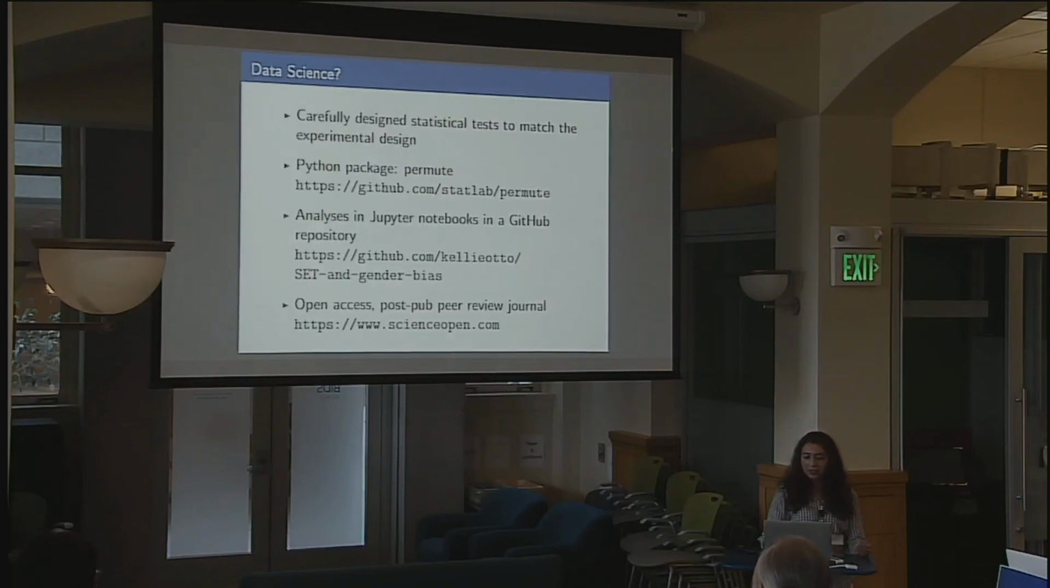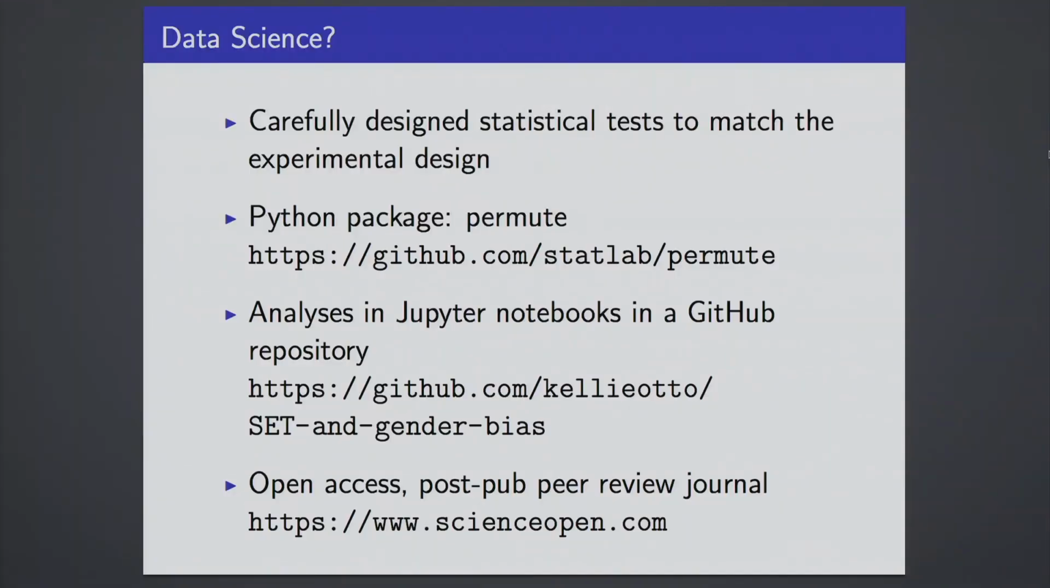And I want to point out how I think this project relates to my work here at BIDS as a data scientist. I think a lot of what is important about data science is reproducibility, making things transparent, open, and doing good software design. So we thought really hard about how to do the statistical tests properly so that we'd get valid p-values. And we put our tests in a Python package called Permute that you can download. All our analyses are in Jupyter notebooks, and they're in a GitHub repository. So you can go run the analysis if you're curious.